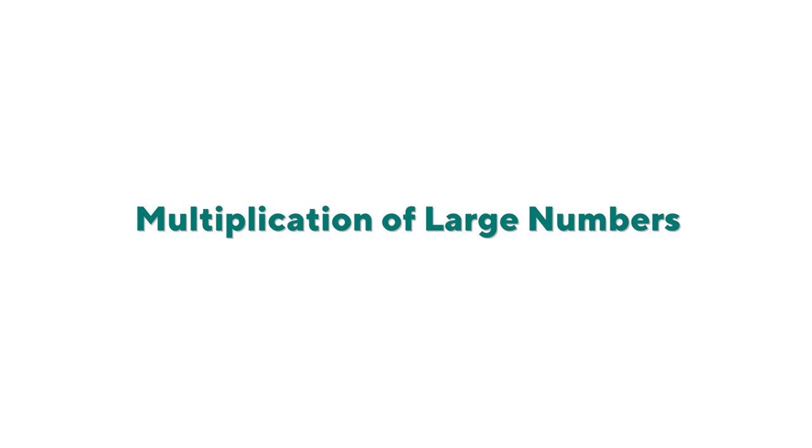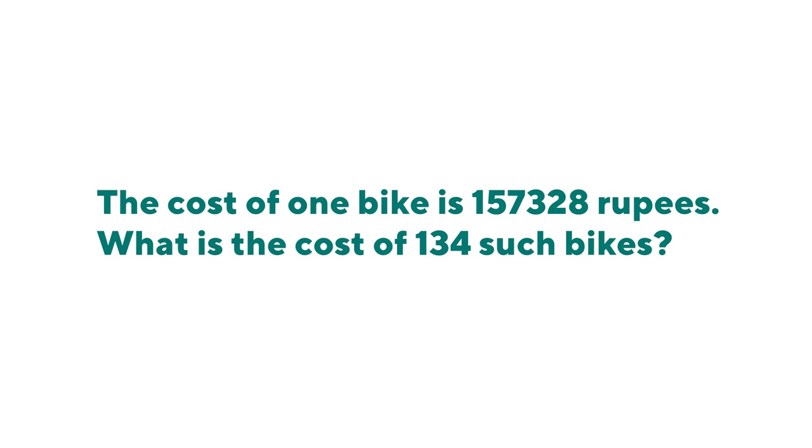Here is a question for you. The cost of one bike is 1,57,328 rupees. What is the cost of 134 such bikes? You see, this is a practical application of multiplication. One bike costs you 1,57,328. What is the cost of 134 such bikes?